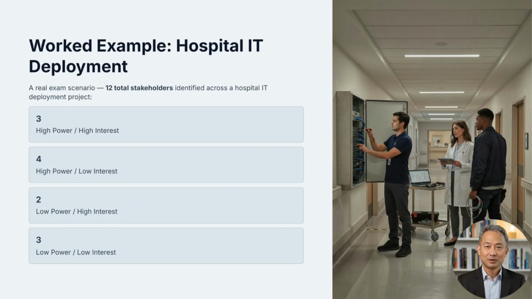Let us work through a realistic exam-style scenario. Imagine a hospital IT deployment project with 12 identified stakeholders. 3 are classified as high power and high interest. 4 are high power but low interest. 2 are low power but high interest. The remaining 3 are low power and low interest. This stakeholder mix is typical of many large projects and provides a useful example for applying the power interest grid.